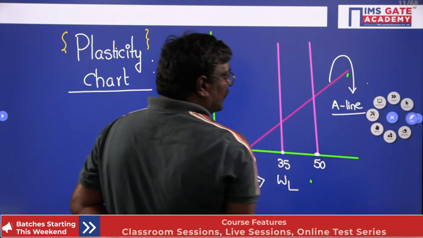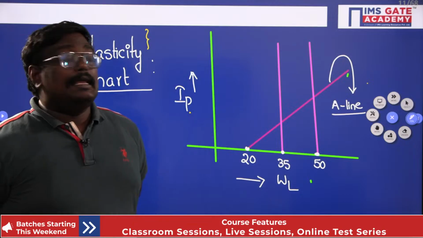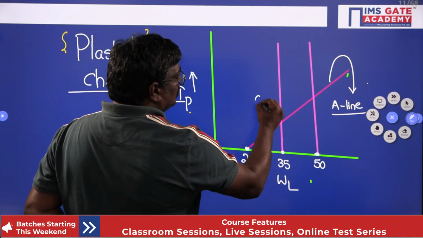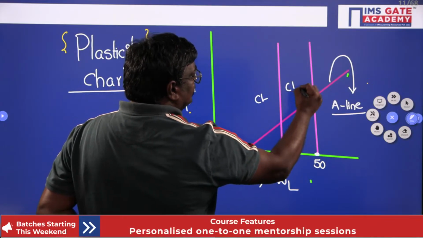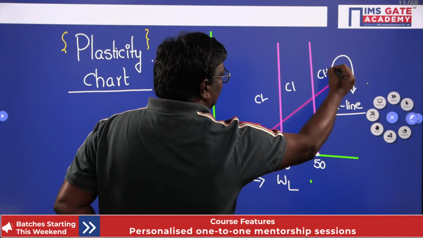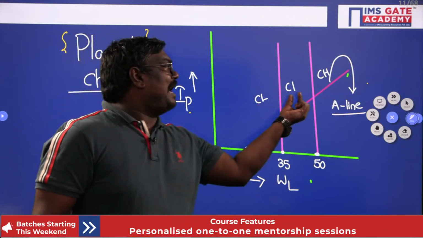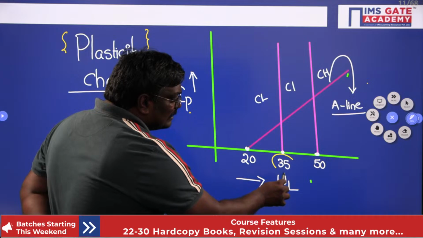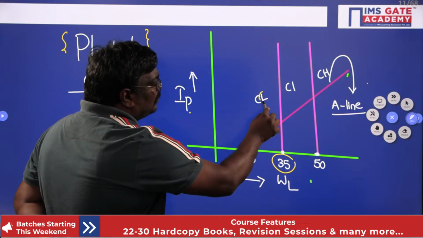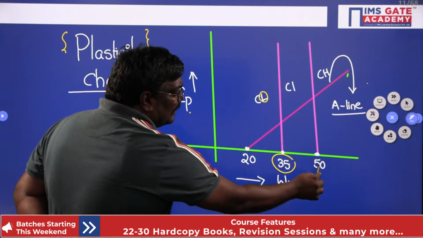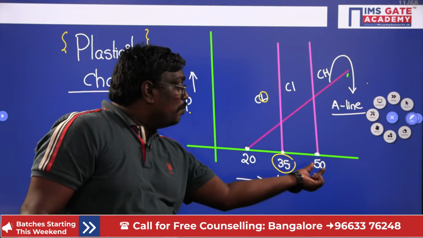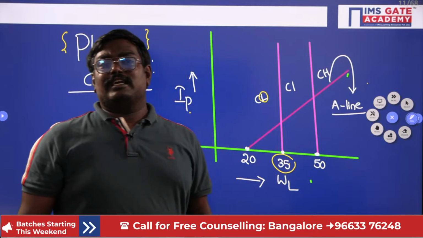Call this as what, my dear student? As A line. Now see, students, above A line we call it as clay, CL. Sir, how do I give L, I and H? That is important. If the liquid limit is less than 35, it is low compressible. If the liquid limit is between 35 to 50, it is intermediate compressible. More than 50, I wrote it as CH.